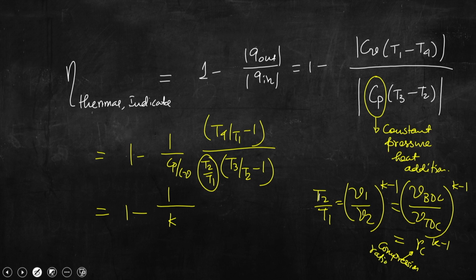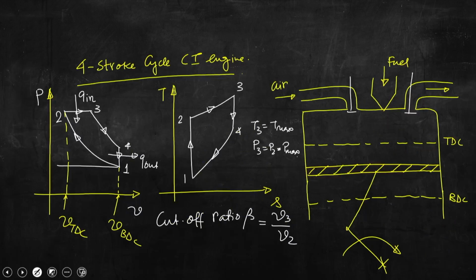Compression ratio of the engine. So, we can write k into r_c^(k-1), and then within brackets we can write (T4/T1 - 1) divided by (T3/T2 - 1). So, what is T3 by T2?